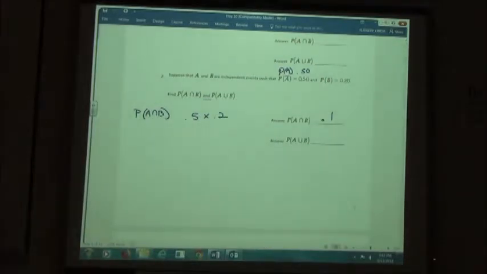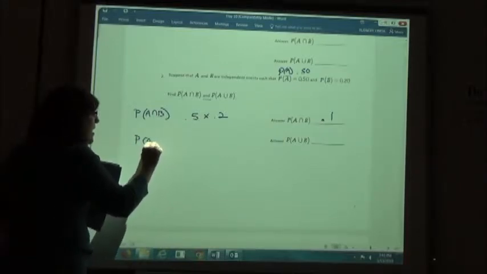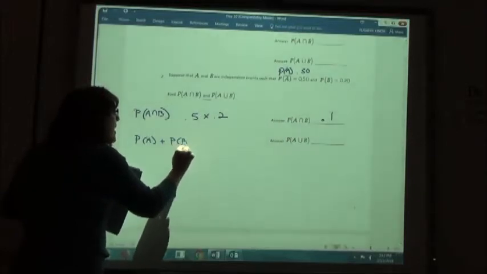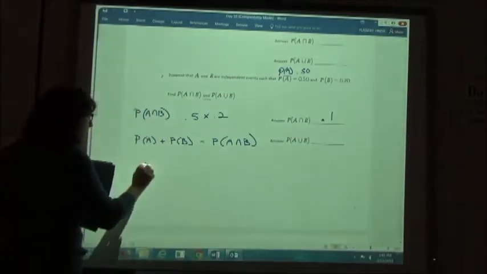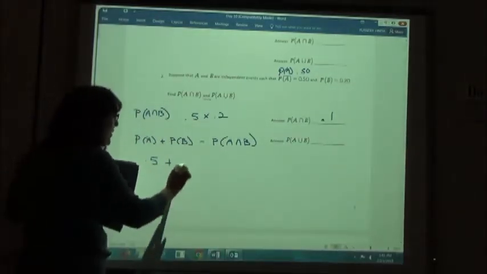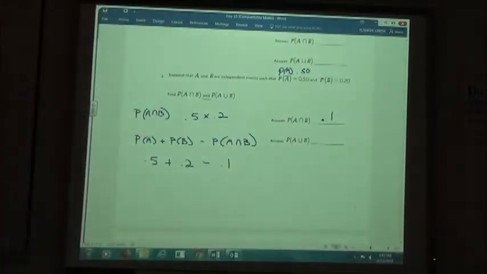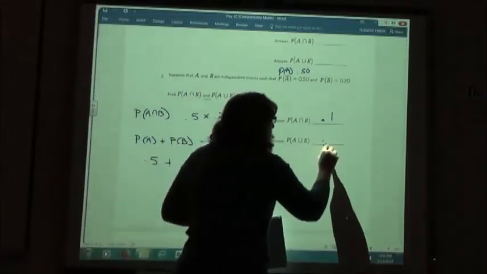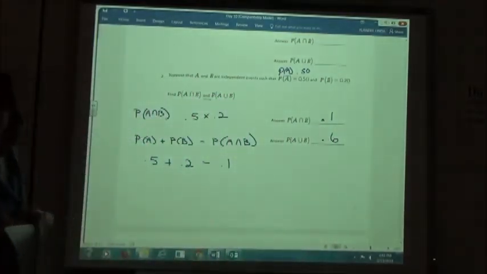0.1. A or B. Can A happen or B happen? So we have to do the probability of A plus the probability of B minus the probability of A and B. So probability of A was 0.5, probability of B was 0.2, probability of A and B was 0.1. So 0.5 plus 0.2 minus 0.1 gives us 0.6.